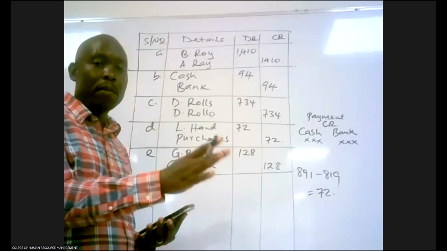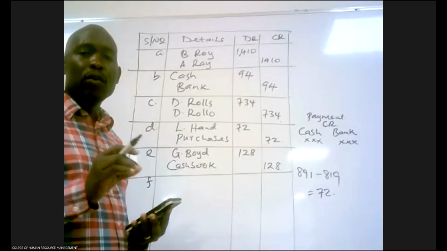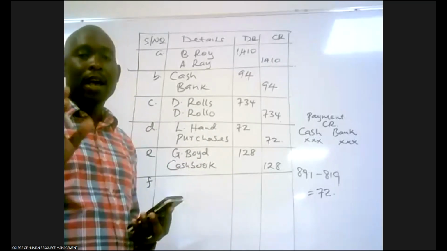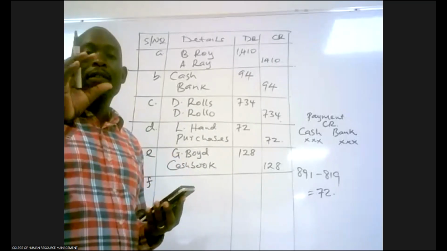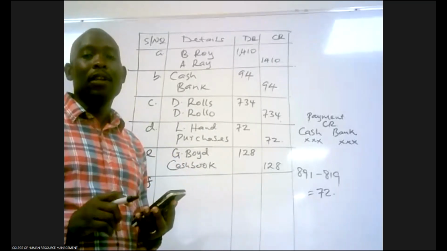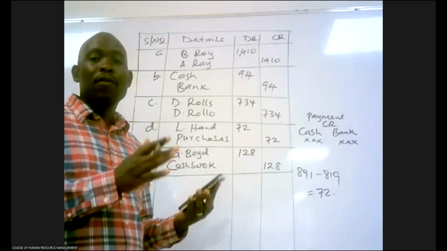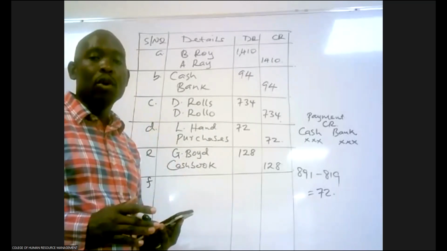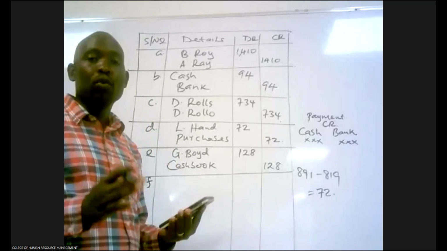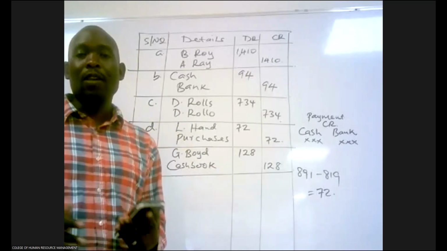Buying of goods, we debit purchases. Selling of goods, we credit sales. But when you buy and sell a fixed asset, we should debit and credit that particular fixed asset. If you buy fittings, you debit fittings account. If you sell fittings, you should credit fittings account. So we should not bring issues to do with fixed assets in either purchases or sales account.